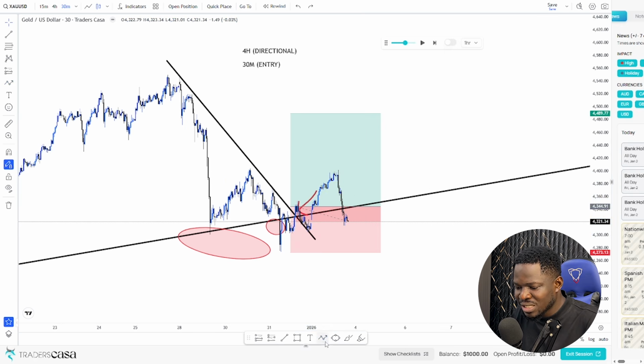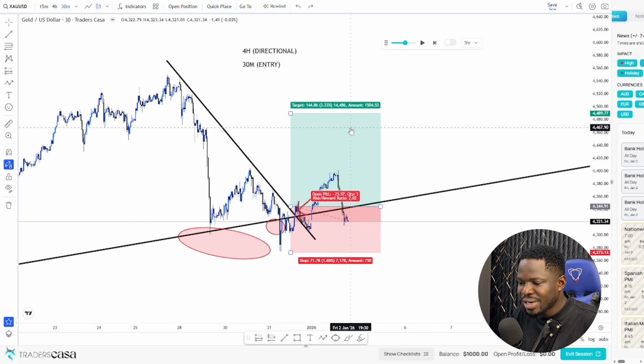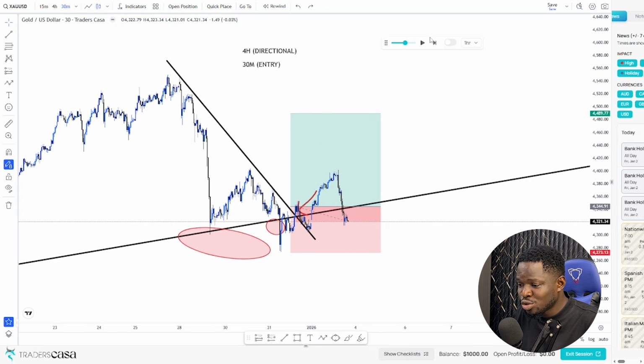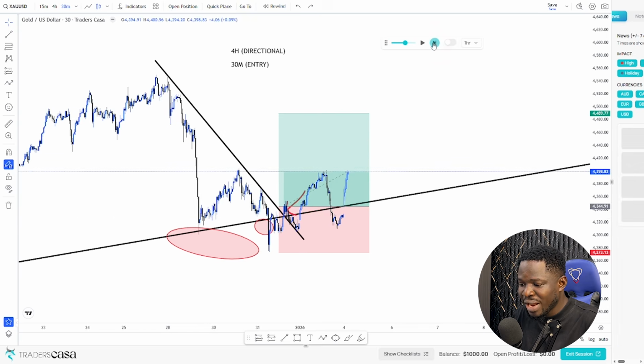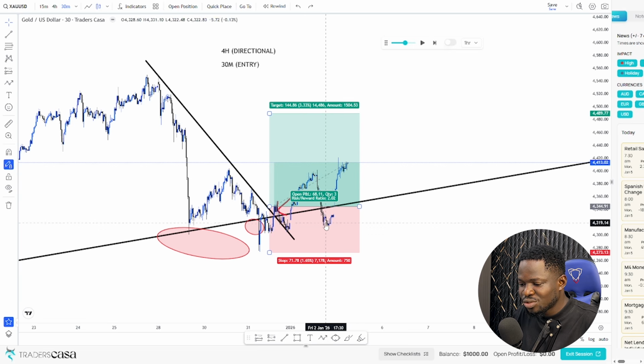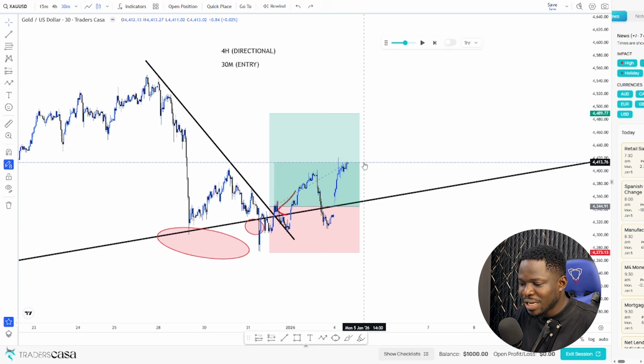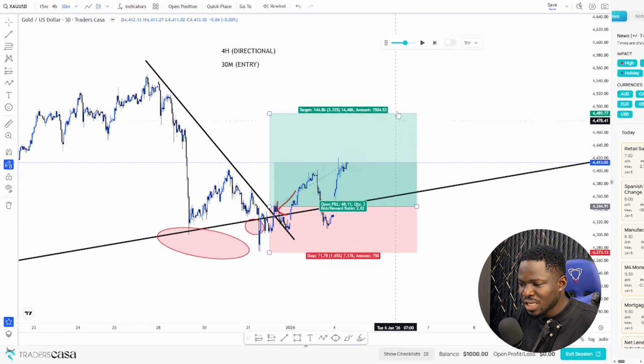So just follow your system. Price can't just move in one direction. Price will move up, down, up, down, up, down. So you must get used to that price action movement. After retracing to our stop loss zone, now price is back to our take profit zone.